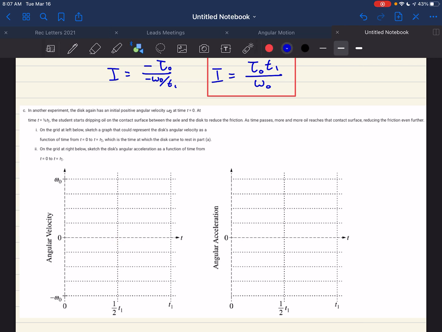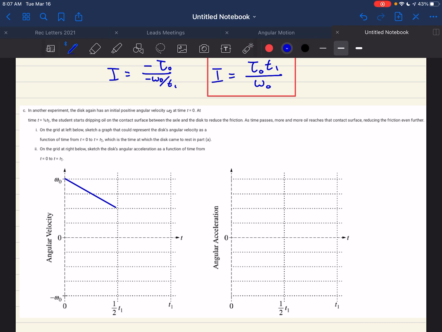I think there's probably more than one correct answer they would accept here. But at first, we have the same behavior, right? That's slowing down from friction at a constant rate. But then after that, we start dripping in the oil, and there is less friction. So there's still going to be friction, but not as much. And as we continue to drip the oil, the friction decreases. So the rate of the slowdown actually decreases.